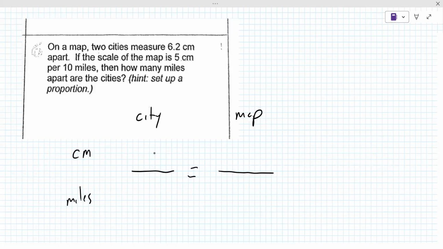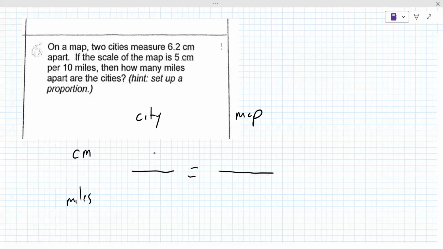The miles, 10, centimeters are 5, and then 6.2 centimeters.